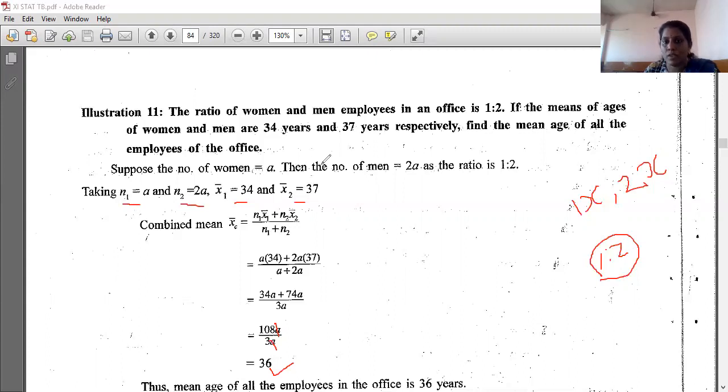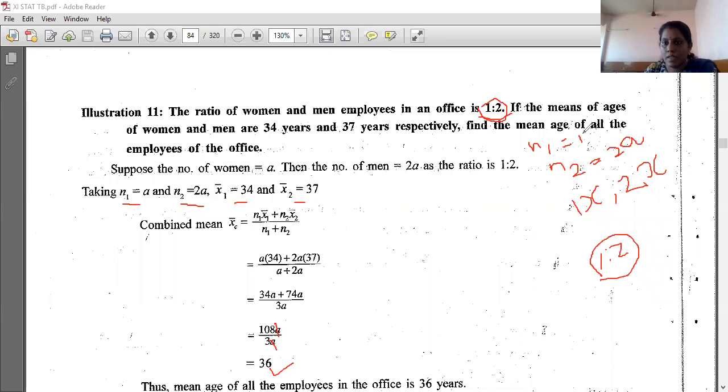Okay. So here the important point is these ratios. Here the number of employees is not directly given. Instead of that they have given the number of employees in the ratio 1:2. So we have assumed n1 as 1a, and 1:2, so n2 as 2a. Okay, so this is the way you have to write.